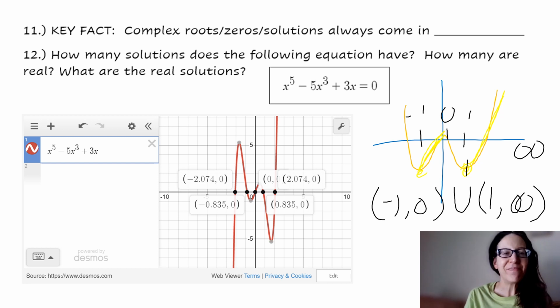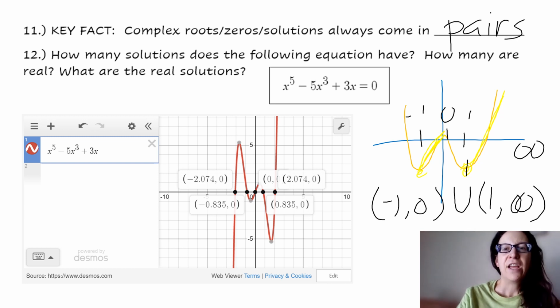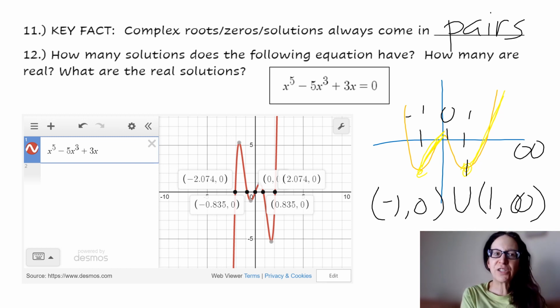Let's move on. Key fact: complex roots, zeros, or solutions always come in pairs, okay? So there will be some multiple choice questions on your test that involve choosing possible solution sets. Make sure that you're never picking something that has one complex root or one imaginary root or solution, depending on whether you're talking about a polynomial graph or an equation, because they always come in pairs.